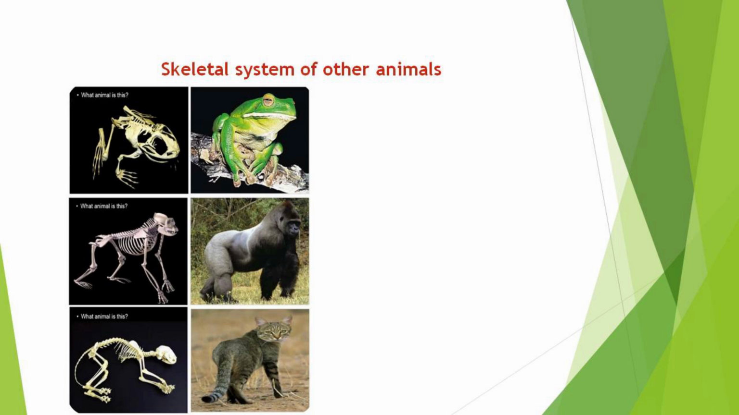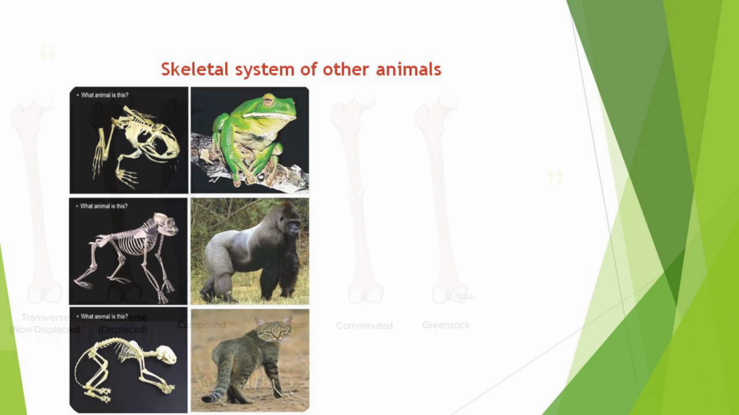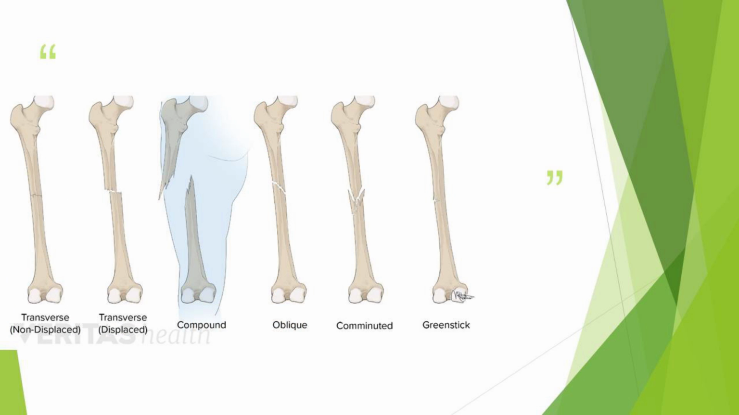Now I have shown you different kinds of bones here. A long bone which is fractured, and there are different kinds. This is a fracture. A fracture means there is a crack in the bone. You can see the types of fracture. We are not going to go into detail of fracture, but we should understand how fractures are caused.